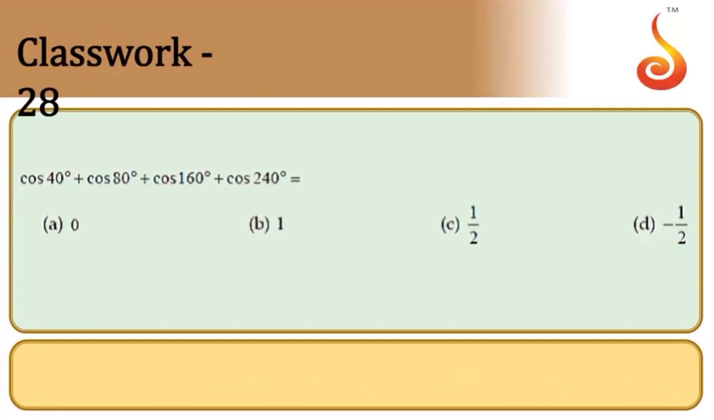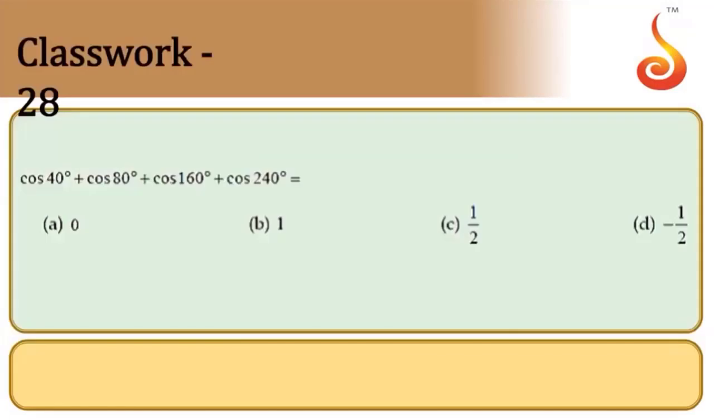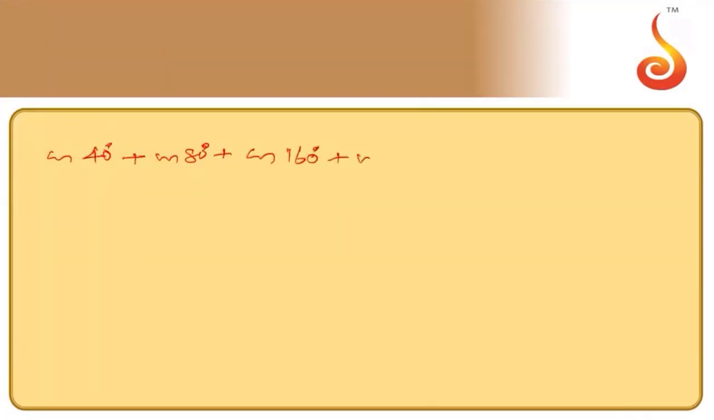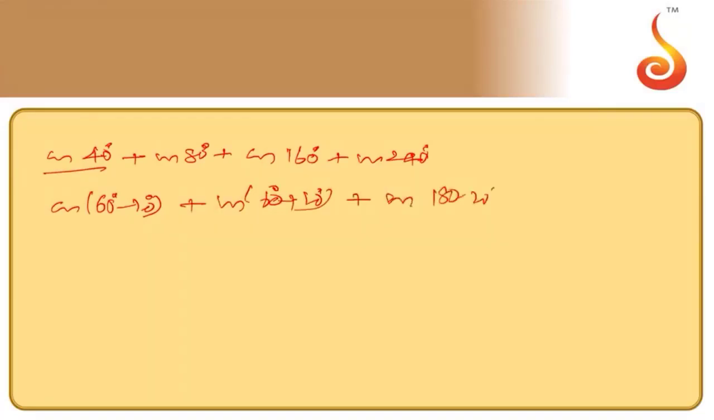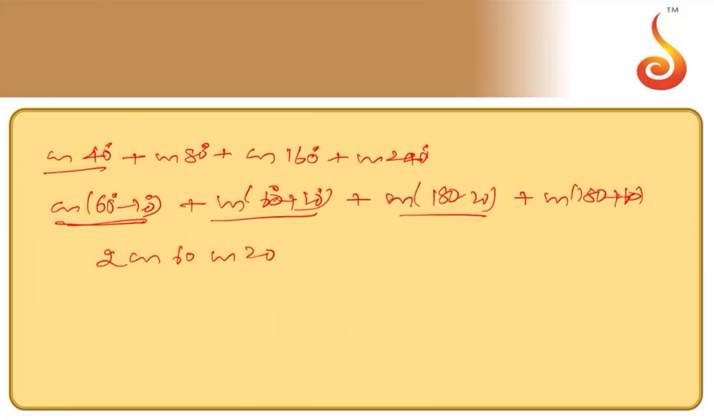28th. We know cos 40 degrees plus cos 80 degrees plus cos 160 plus cos 240. This can be written as cos 60 minus 20 and this can be written as cos 60 plus 20. And this is cos 180 minus 20 and this is cos 180 plus 60. Clearly observe this one: cos A minus B plus cos A plus B is nothing but 2 cos A cos B. Cos 180 minus theta is minus cos 20 and cos 180 plus 60 is nothing but minus cos 60.